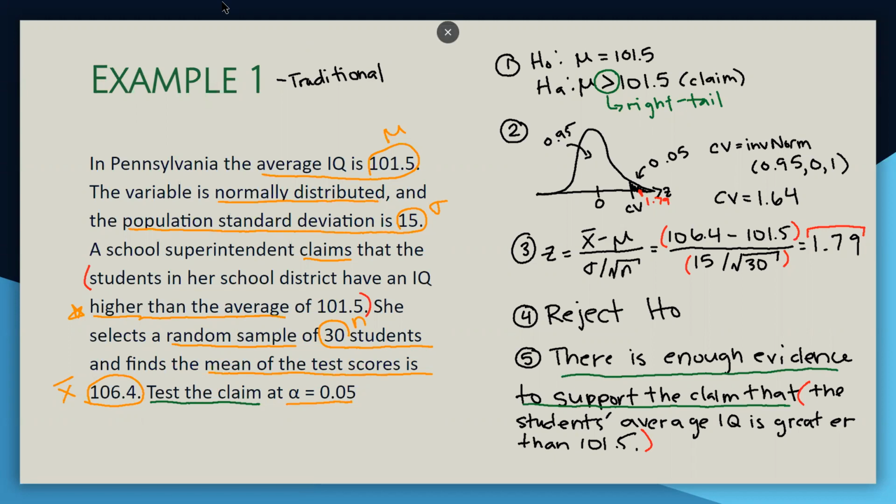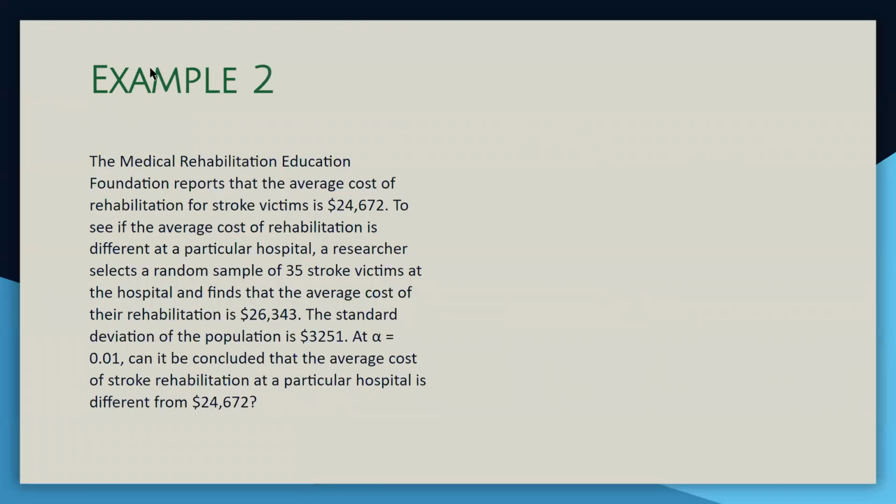Okay, so that is kind of a worst case scenario where we're doing everything by hand. We're going to do the next example traditional with a calculator and see how that helps us. So let's go ahead and move on to example 2.